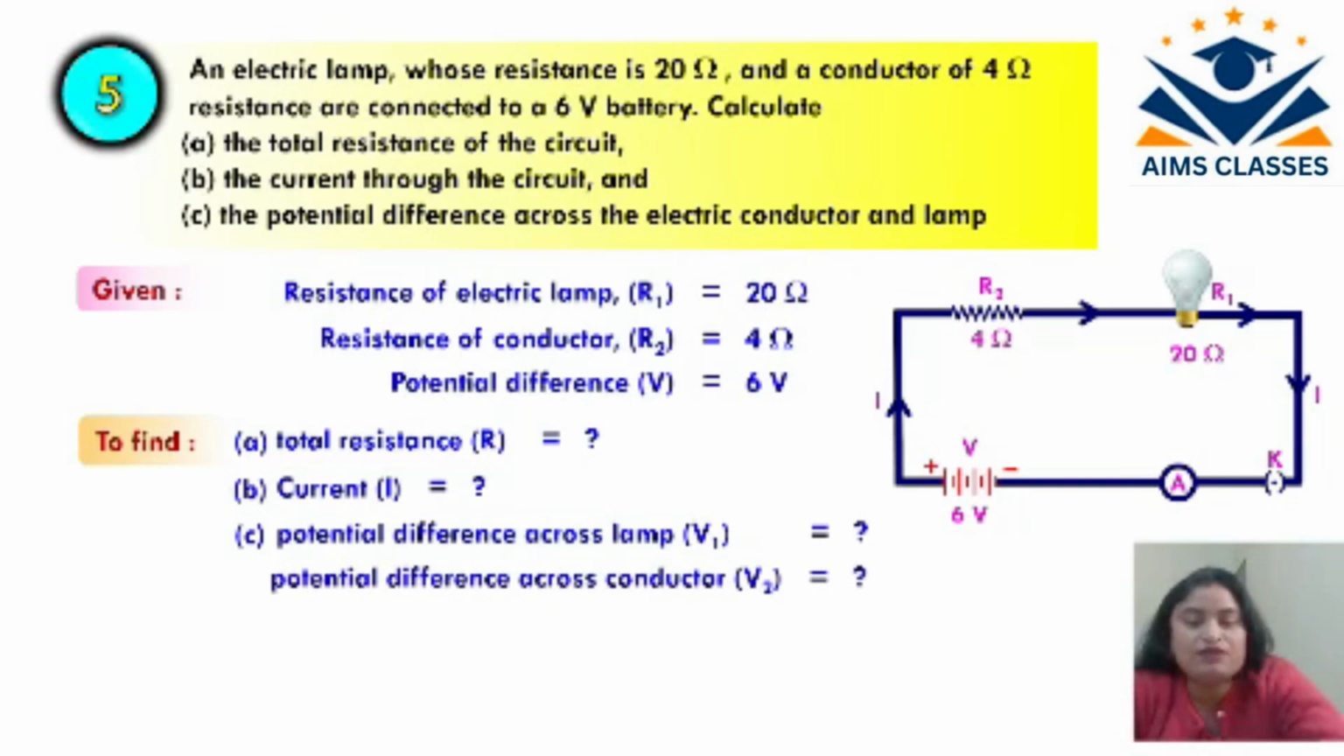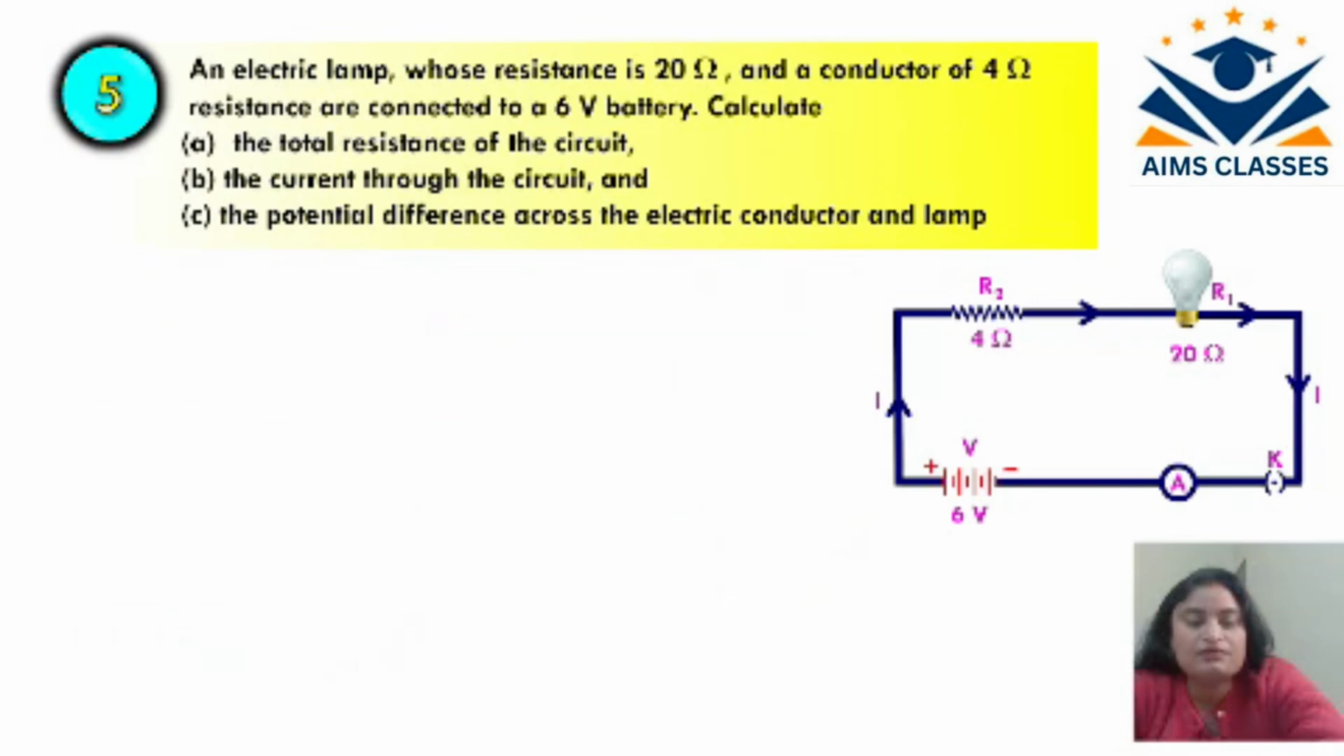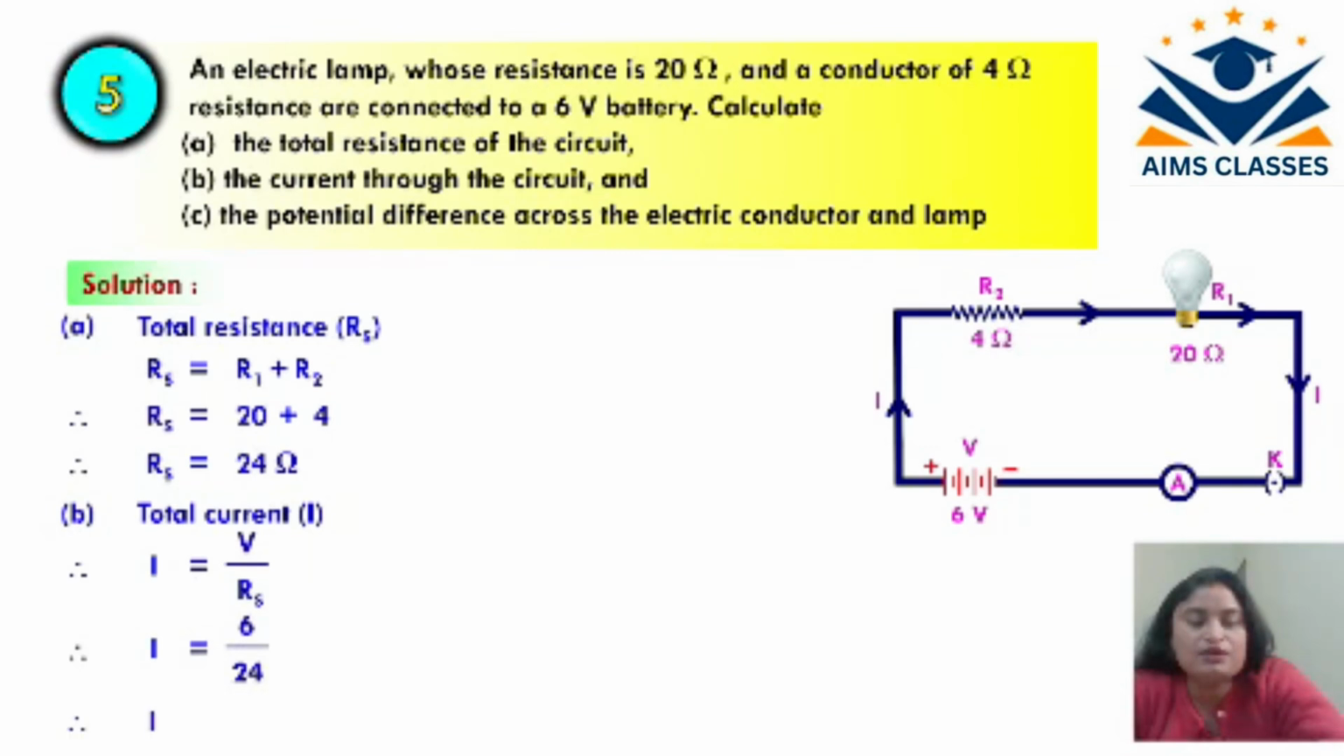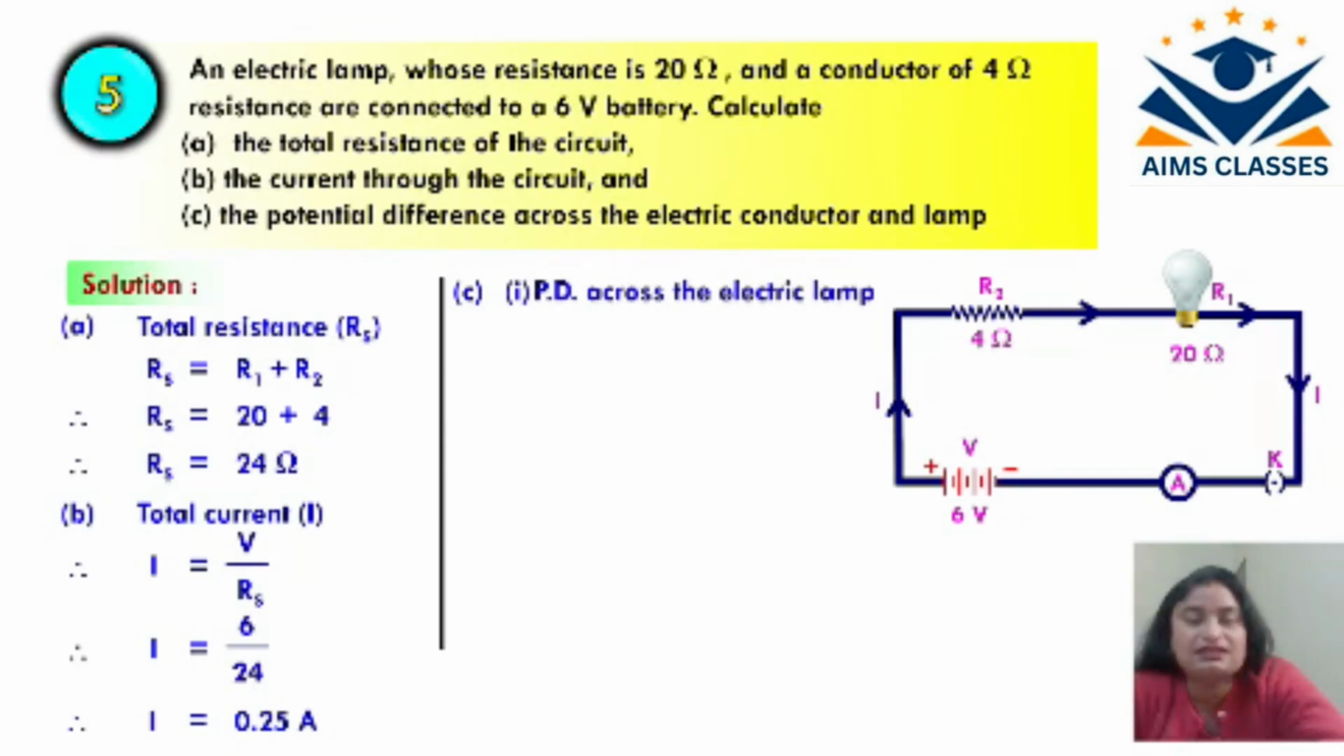So first of all find R equivalent. So R is equal to R1 plus R2 and V equal to IR. So R1 plus R2 equal to 24 ohm, and in this R_S equal to 24 ohm. So total current I equal to 6 by 24. So 1 by 4, that is equivalent to 0.25 ampere. And last question is potential difference across the electric conductor and lamp.